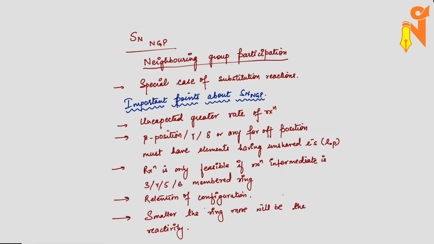So this is the reaction which has a very fast rate of reaction, an unexpectedly fast rate of reaction. It can be 1000 to 10,000 times faster than a normal substitution reaction. So unexpectedly higher rate of reaction.